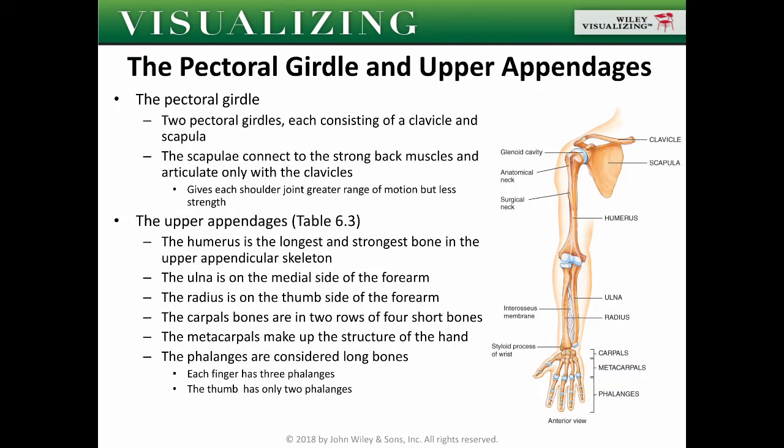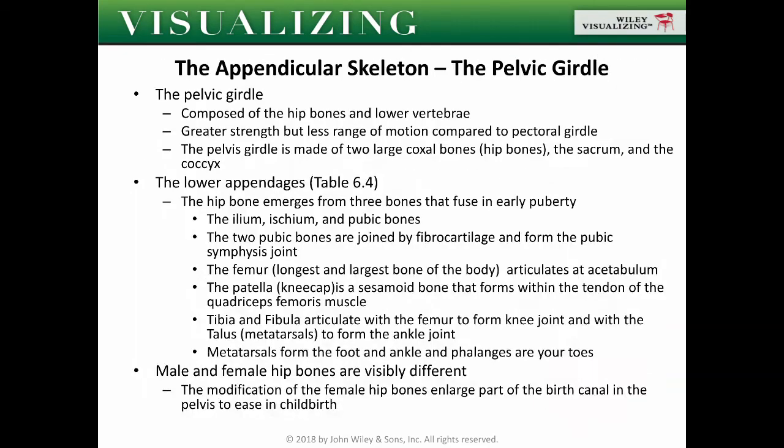So this is your pectoral girdle. So you have your shoulder blades, the scapula, and of course the clavicle, and then the upper appendages. You have the humerus, the radius, and the ulna, and then you have the carpals. Carpals are the wrist bones, metacarpals in the hand, and of course the phalanges, our finger bones.